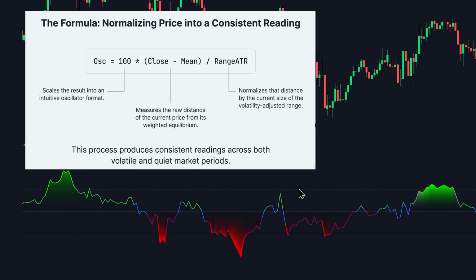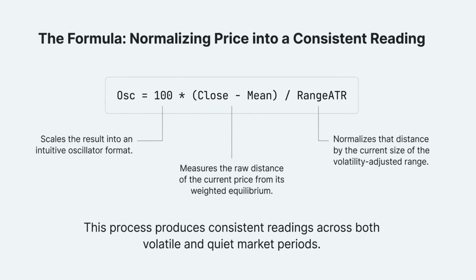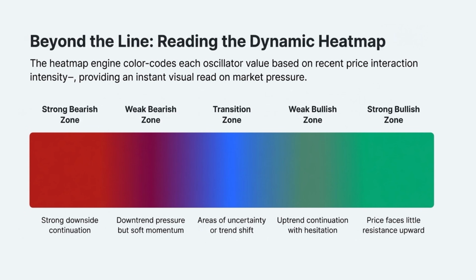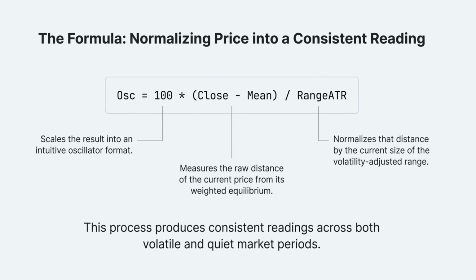Once it has the range and the weighted mean, it turns them into the oscillator value with a simple idea: price distance divided by current range size. In code form, it's basically OSC equals 100 times close minus mean divided by range ATR. That normalization is what makes the readings consistent across assets and regimes. A plus 100 reading always means price is pressing the top of its current volatility band, no matter if you're on GBP/JPY 15-minute or a slow index on the 4-hour.